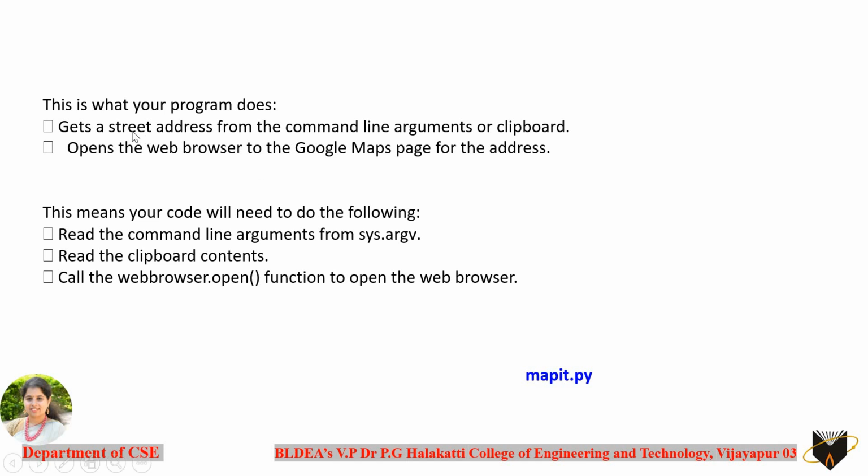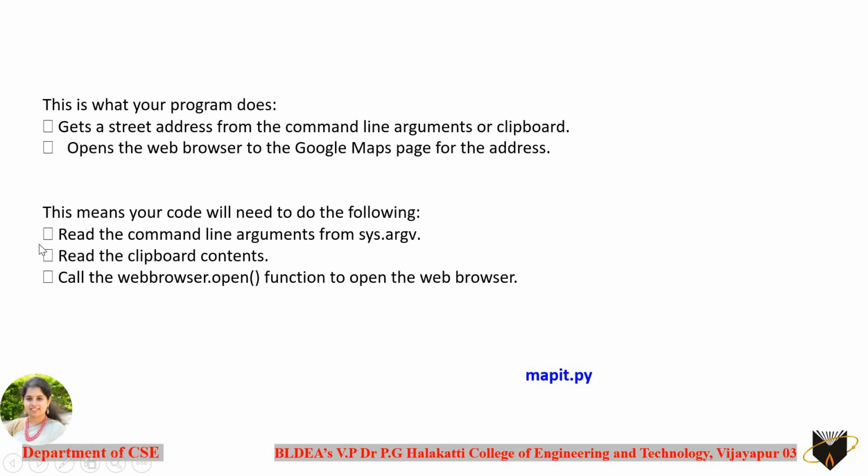So this is what your program is going to do here. It gets a street address or any address from the command line arguments or the clipboard. One method is you can just copy the address and keep it in the clipboard, or else you can just type the address as a command line argument. The efficient way is copying the address, which is directly taken by the program. Then, the program which you are going to run for this purpose has to open the web browser to the Google Maps page for the address. So these are the two things that need to be done with the program, which we are going to discuss now.